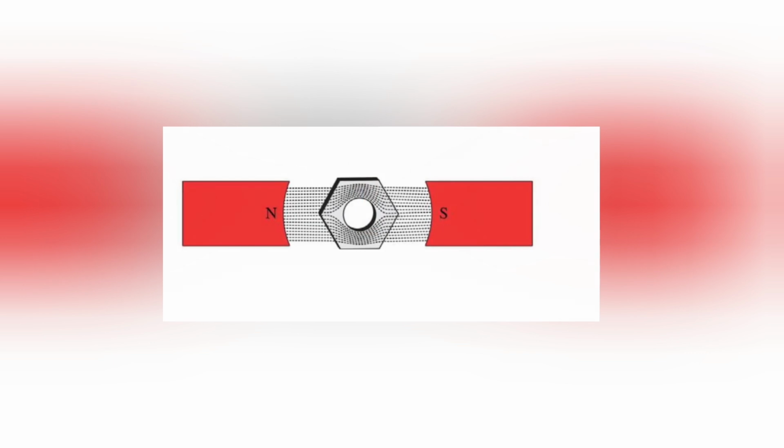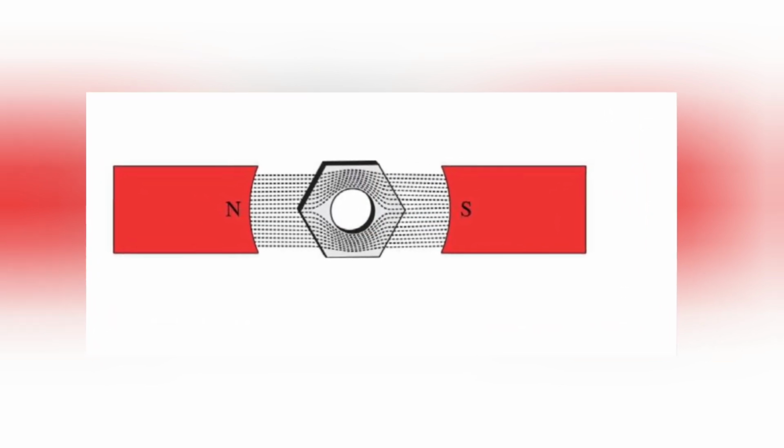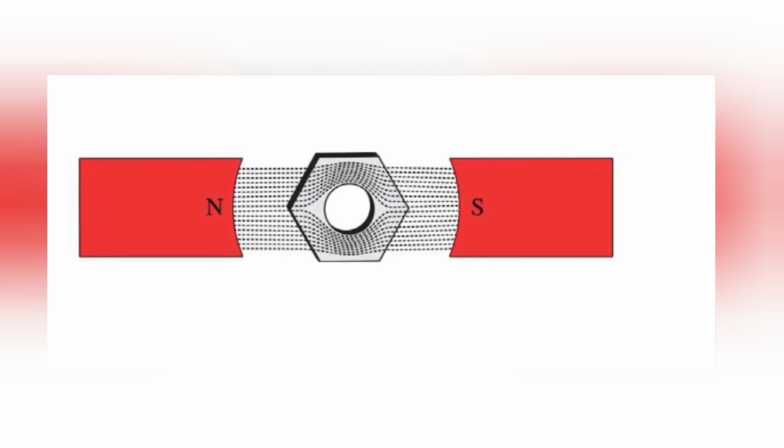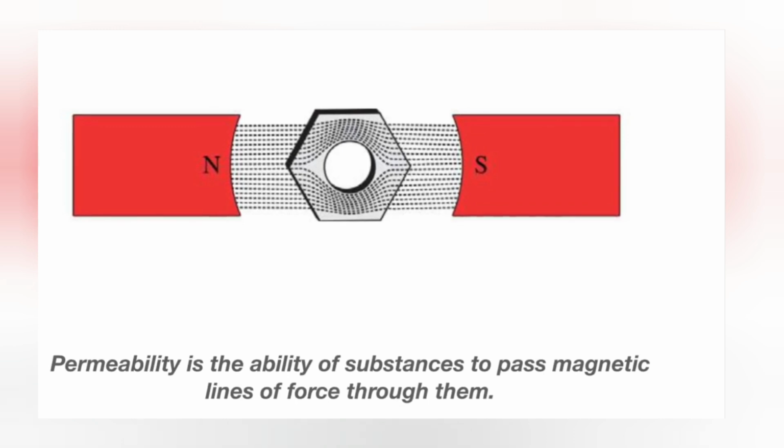Some materials have the ability to allow magnetic fields to pass through them. That property of the materials is known as permeability. So we can define permeability as the ability of a substance to pass the magnetic lines of force through it.